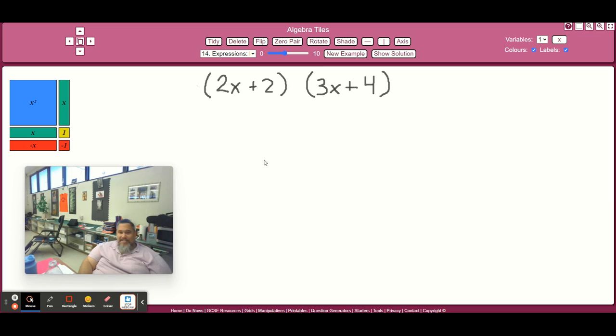Whoo-wee! Look at this. But you guys have seen this before. This is distributed property. This is something called FOIL. But you don't have to remember any of that because you have these interactive tiles and it will help.